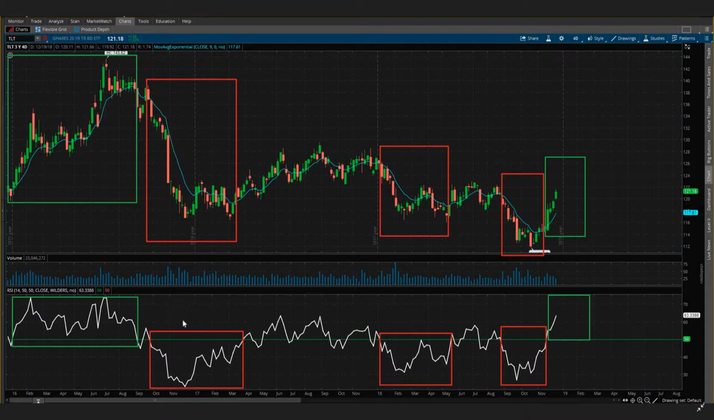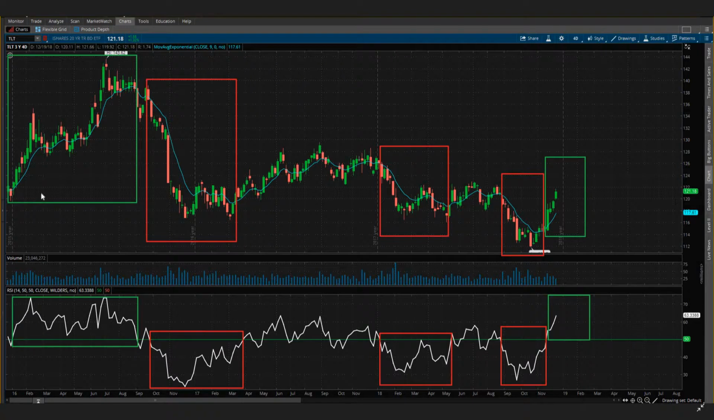These annotations on this chart are fairly straightforward. Any period that was a significant amount of time above this 50 line, I highlighted in a green box, so you can see we have the one here, and what looks like another one coming up as we speak. The red ones are when it's below the 50 line. Here we have a significant period of a couple months below, a couple months below, a couple months below. And you can see it correlates very well to how the price action of TLT actually moves.